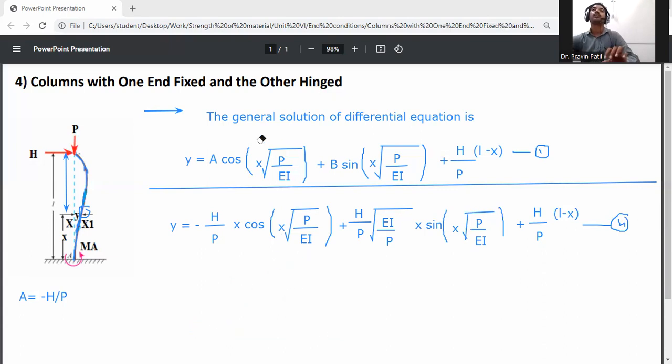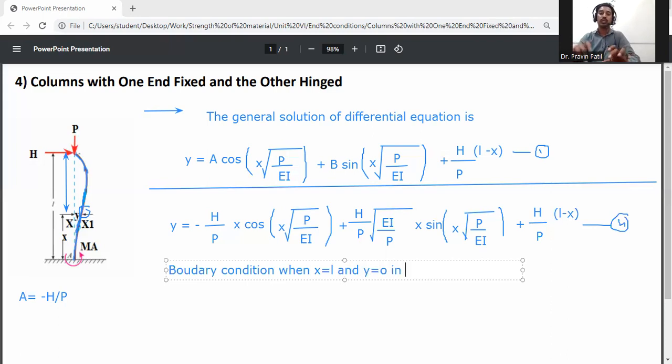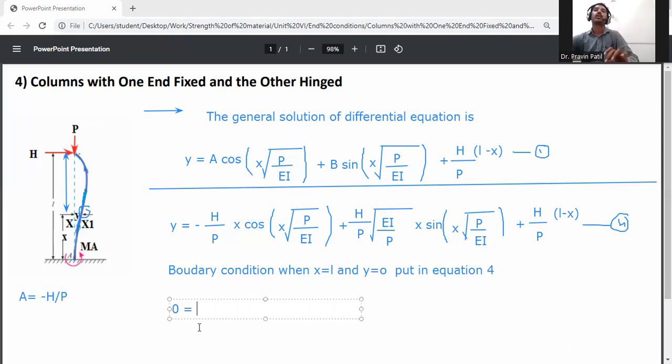So apply the next boundary condition. When x is equal to L and y is equal to 0, put in equation 4. When x is equal to L, y is equal to 0. So 0 is equal to minus H by P, minus H by P. Just you can apply here.